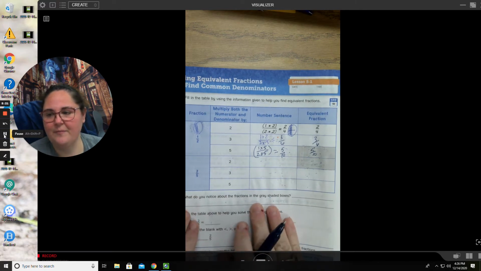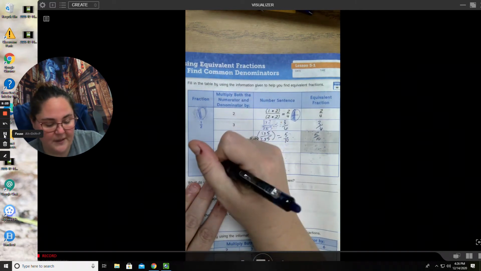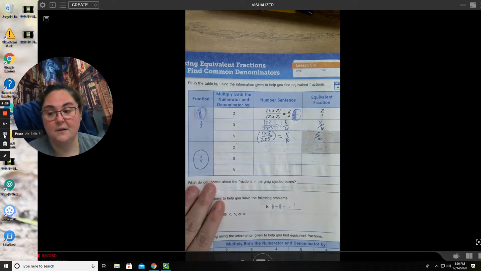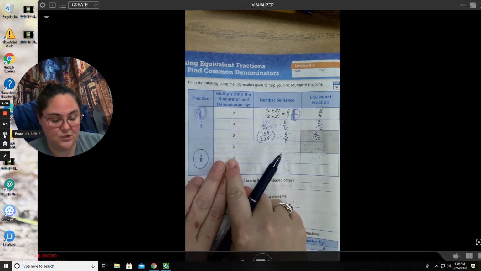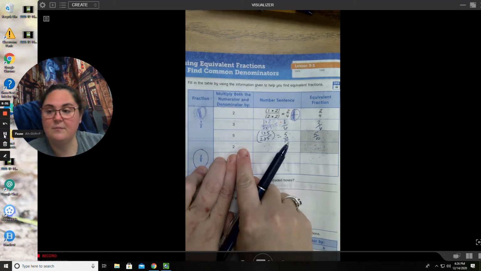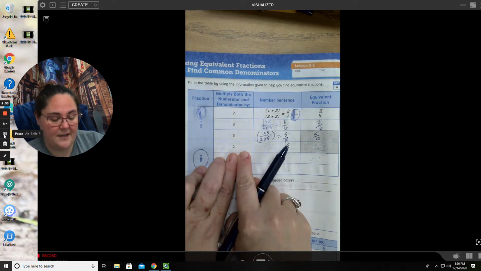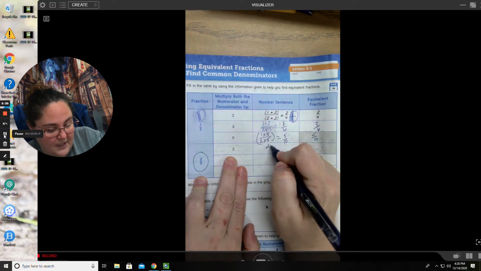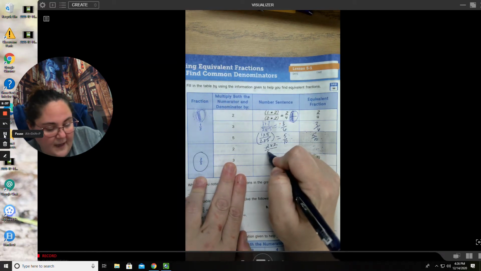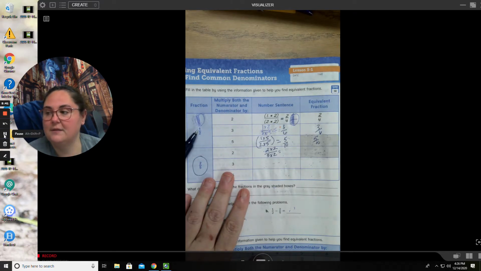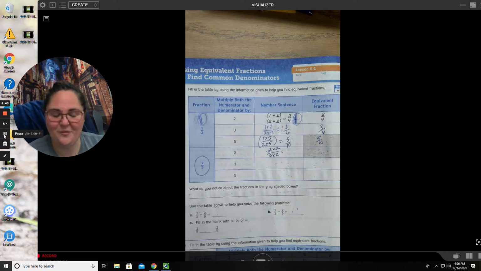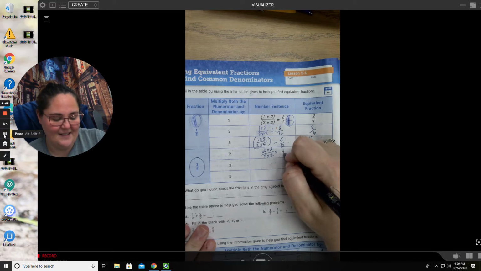Let's look at the problem for number 2. Now we're going to rename the fraction 2/5. We're going to do that in 3 different ways. Let's start with number 1. It says 2/5, and we're going to multiply the numerator and the denominator by 2. So we're going to do 2 times 2 and 5 times 2. What is my new fraction? Your new fraction here would be 4/10.